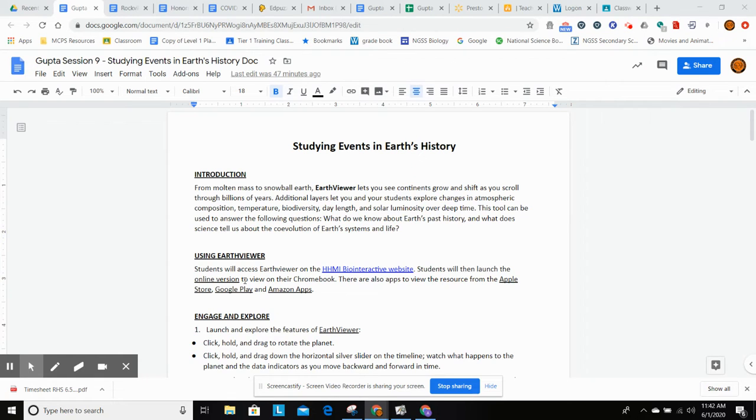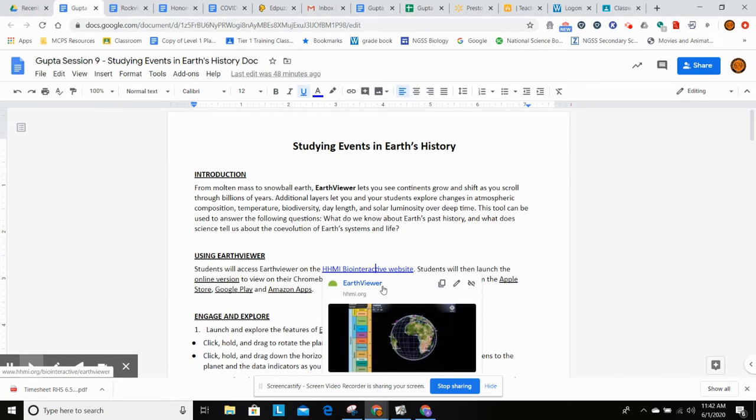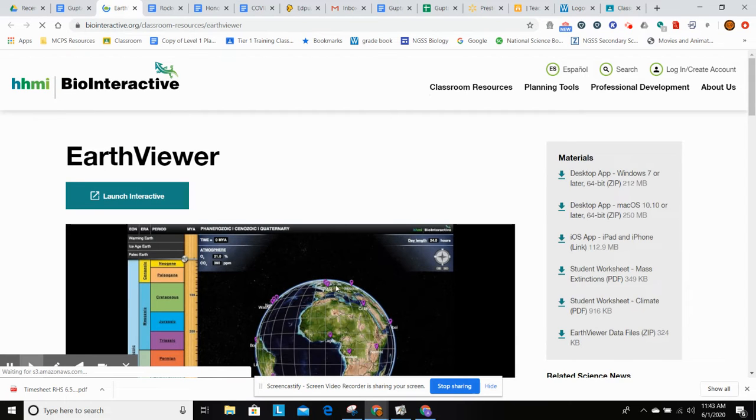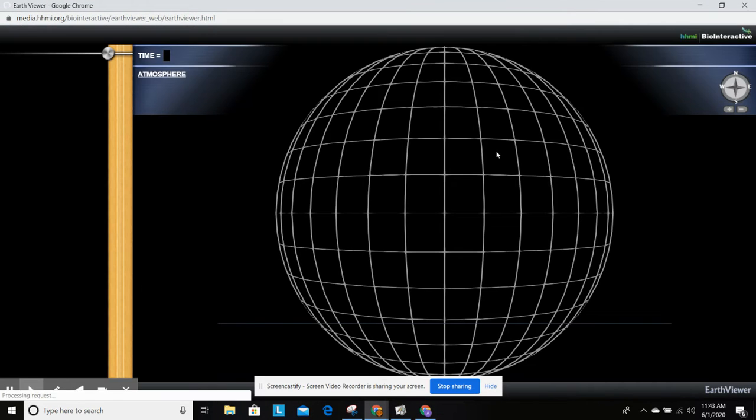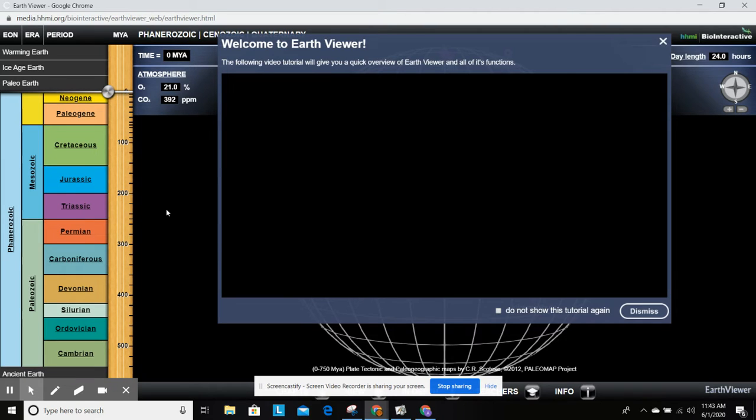So in order to complete this assignment, you will be visiting this website, which is the HHMI Biointeractive. I click on this, and as soon as I click on this, I have to launch the interactive. I'm making it full screen now, and the interactive is launched. So as you can see, this is the Earth viewer.